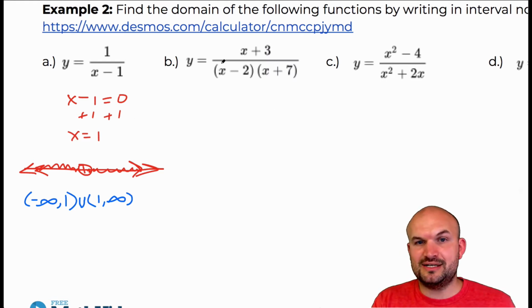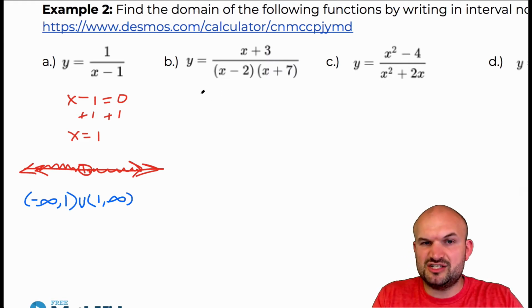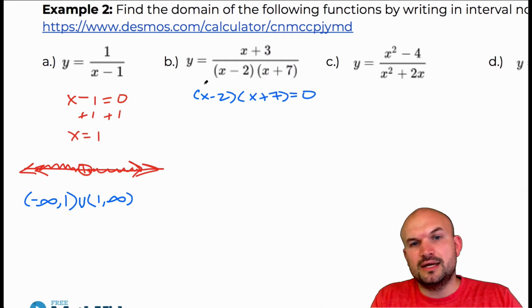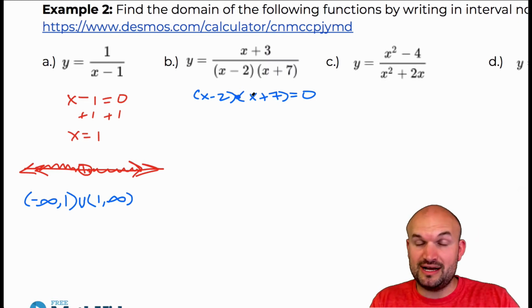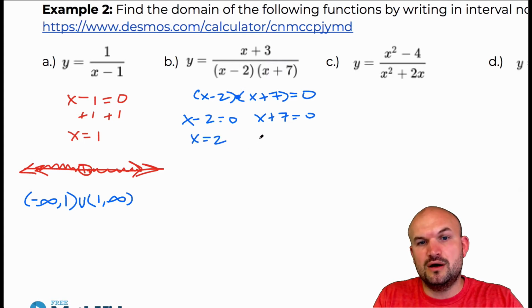All right, so in this case here, now we have a product of two expressions. So again, just set them equal to 0. So x minus 2 times x plus 7 equals 0. Now in this case, since I have the product of two expressions equal to 0, I can apply the zero product property. So I can just say x minus 2 equals 0 and x plus 7 equals 0. And then I can just solve for x here. So I can have x equals 2, or x is equal to negative 7.